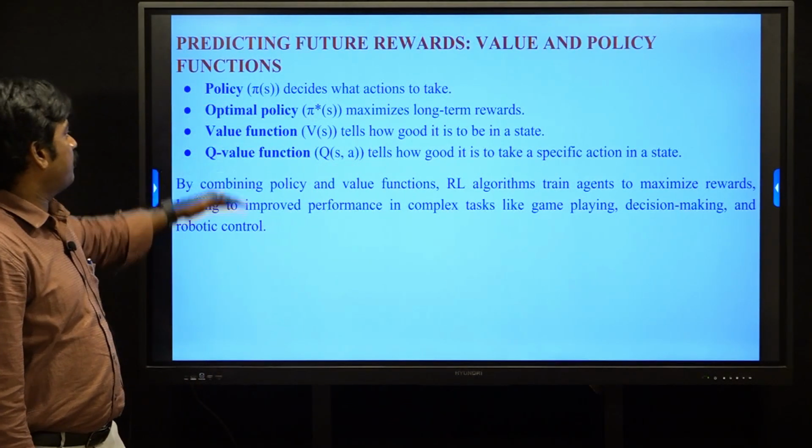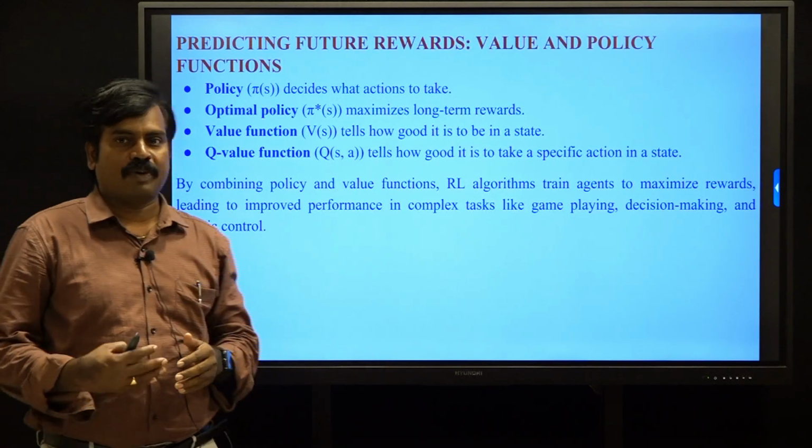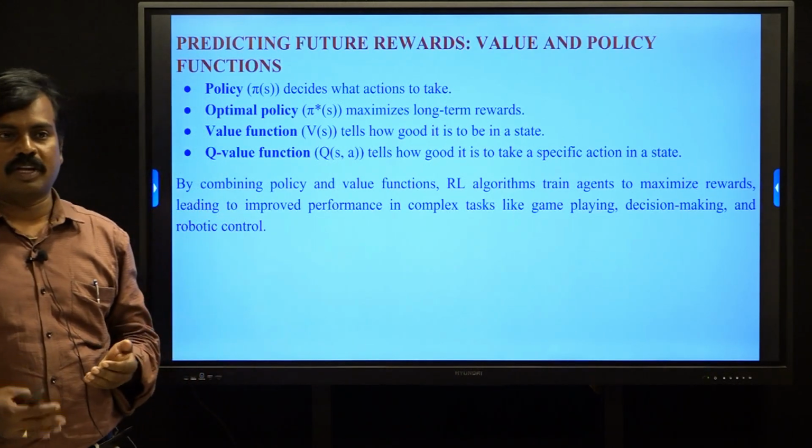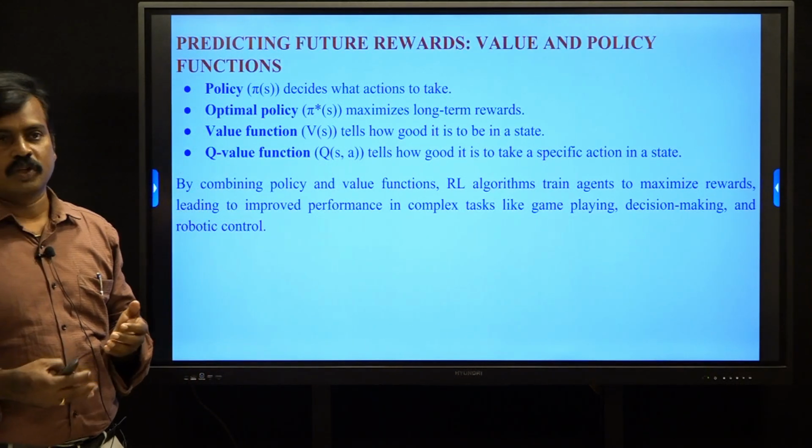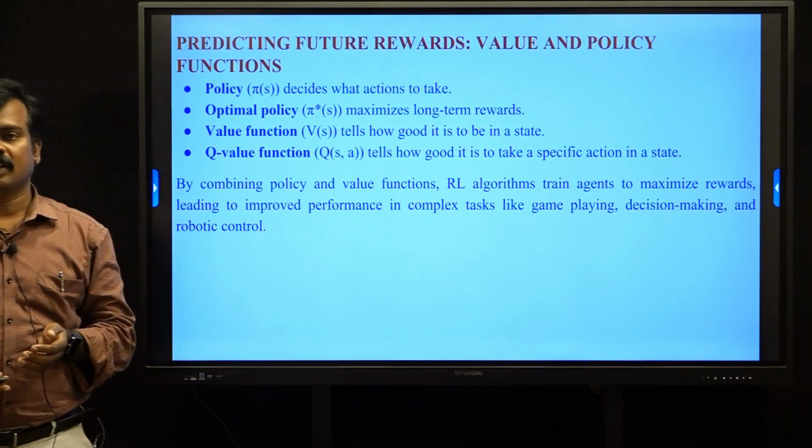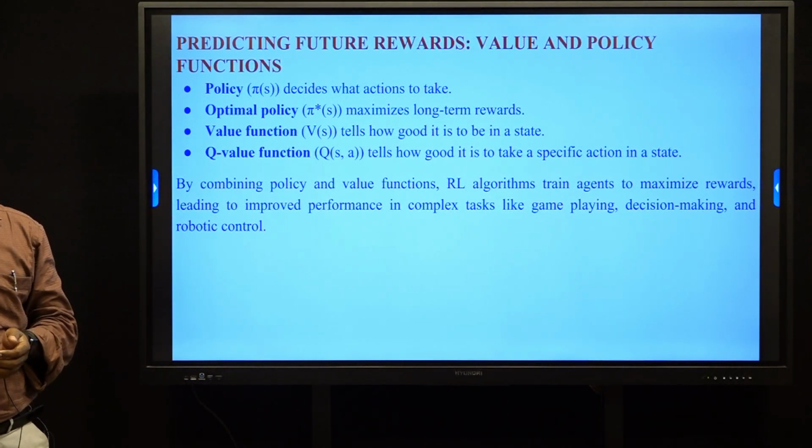All of these are functions, the policy function, value function and Q value function, and they all predict the future rewards in order to get the maximum cumulative rewards in reinforcement learning.